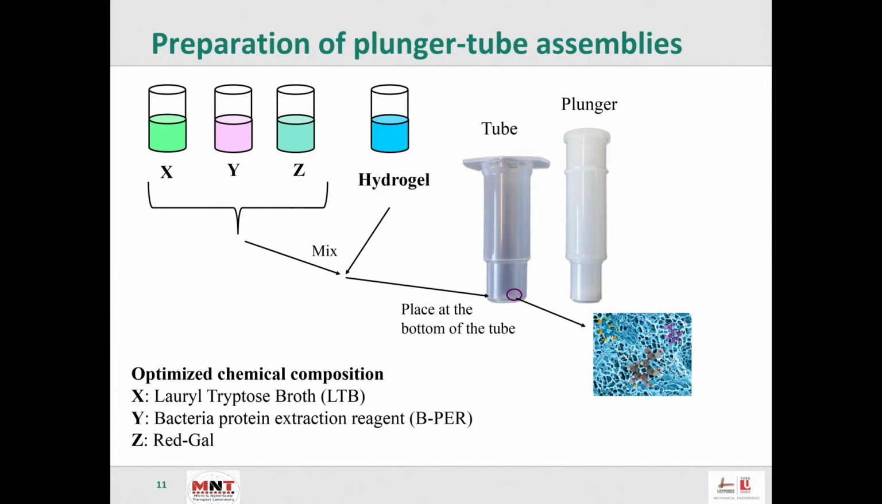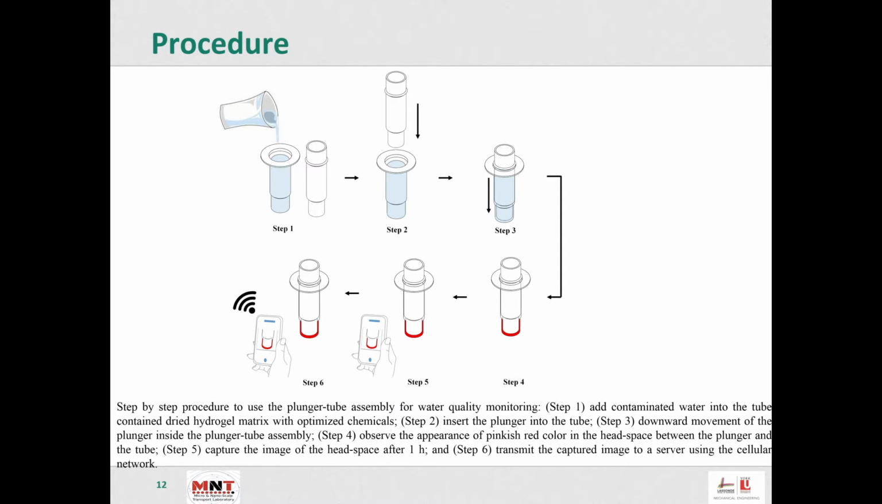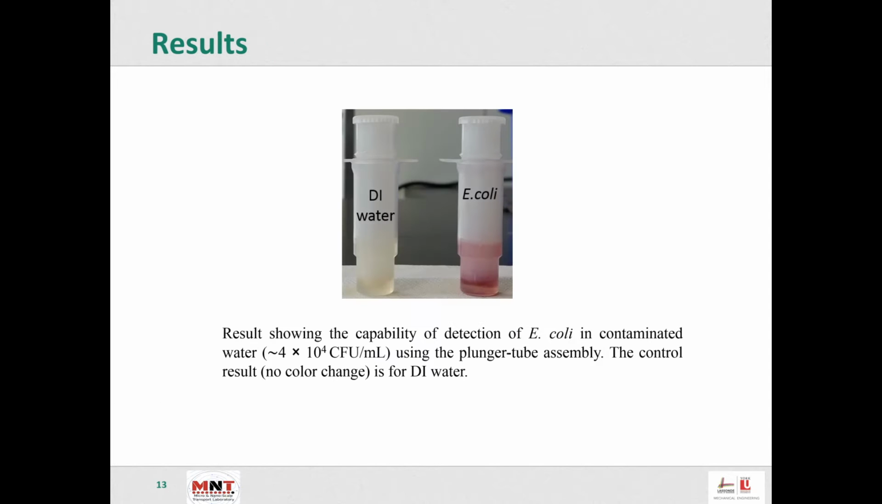So now we have the three chemicals, we mix them, put them into the hydrogel. As I mentioned, this hydrogel is a porous matrix. So these are simple steps, anyone can do it. You pour the water, plunge it, and then take an image with the cell phone. If there is E. coli present, you will see at the bottom, in the hydrogel, there is a color change, which is the red versus the original. And this is small, so use and throw. So you can imagine it is really an innovative way of solving this problem.